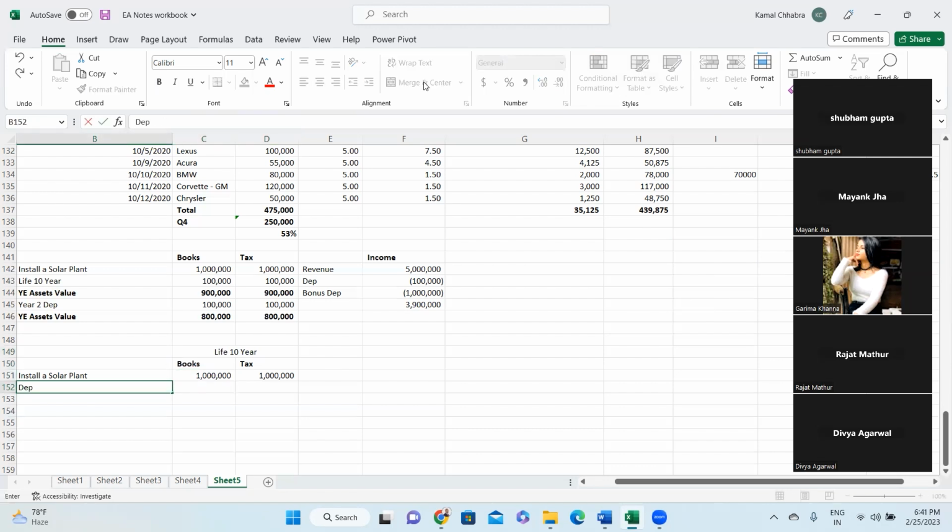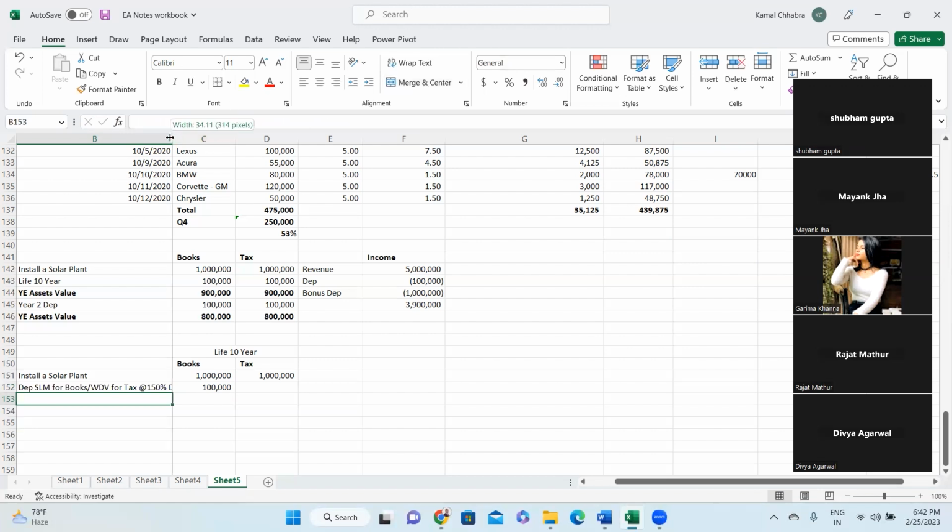So depreciation. For book purpose, you are using, let's assume, straight line method of depreciation. So this is your depreciation. But let's say SLM for books and written down value for tax purpose at the rate of 150% declining balance.